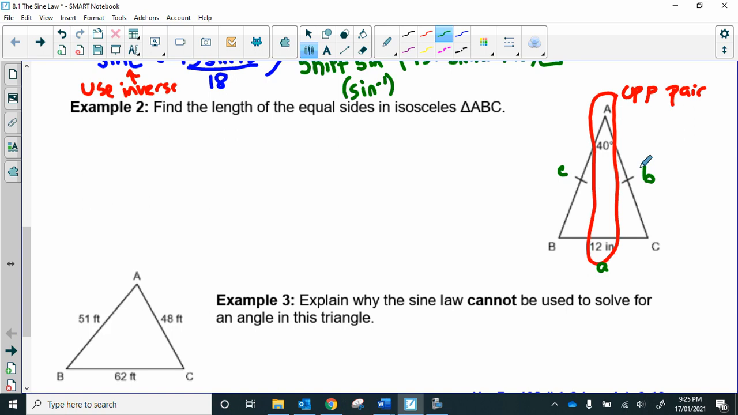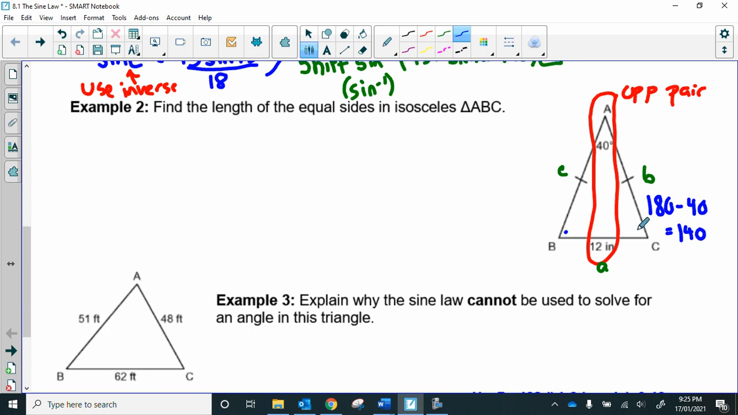So in order to find the side length of either C or B, which are equal, so it doesn't matter which one I choose, I'm going to need these angles in the bottom. So I'm going to need either angle B or angle C. So how do we find that? Well, since I know they're the same, I can take 180 and subtract 40. And that's going to leave me with 140.